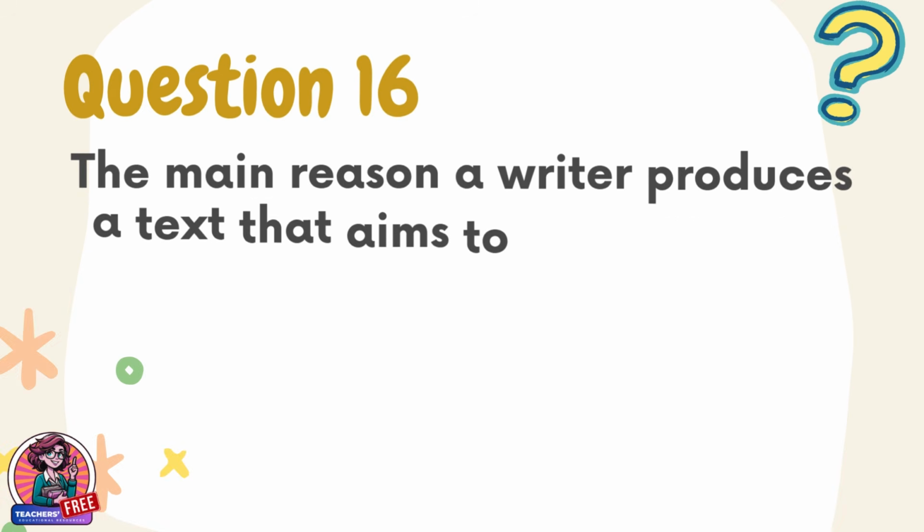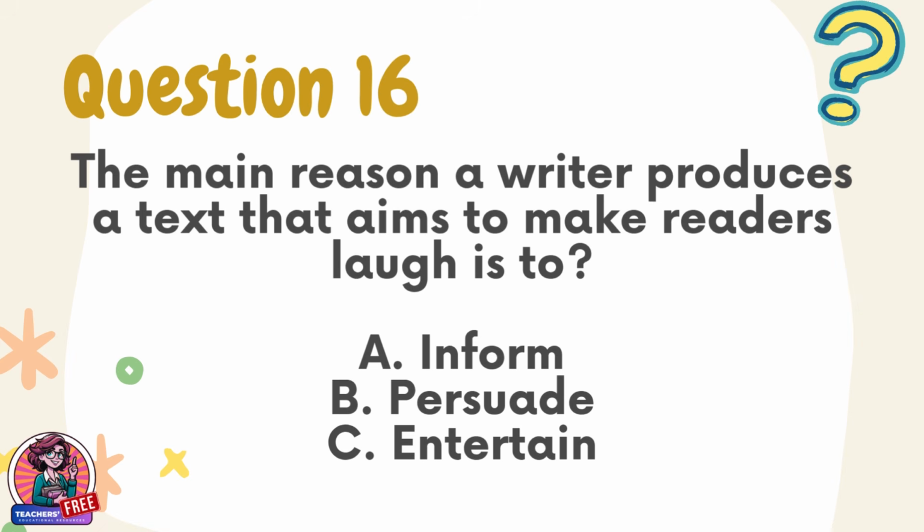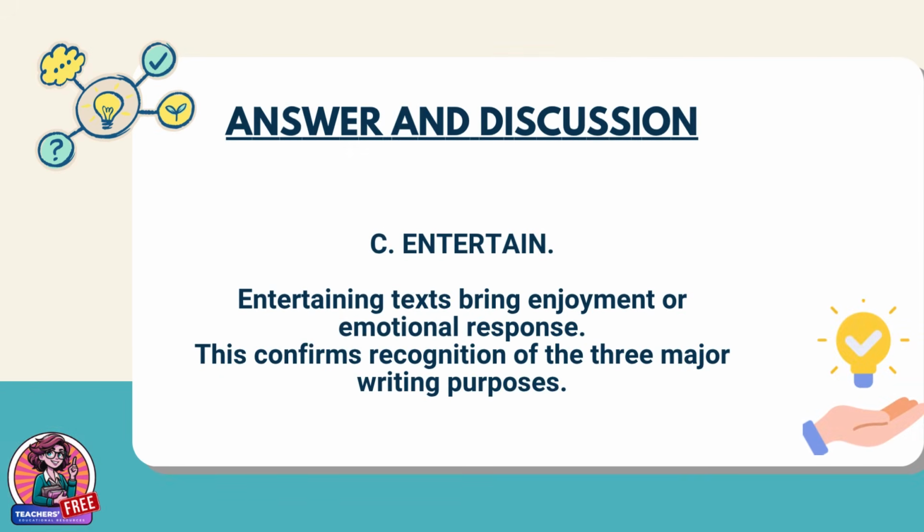Question 16. The main reason a writer produces a text that aims to make readers laugh is to A. Inform. B. Persuade. C. Entertain. Answer. C. Entertain. Entertaining texts bring enjoyment or emotional response. This confirms recognition of the three major writing purposes.